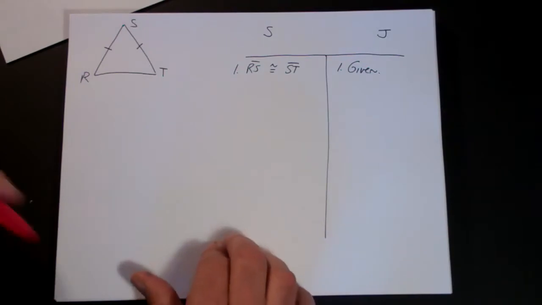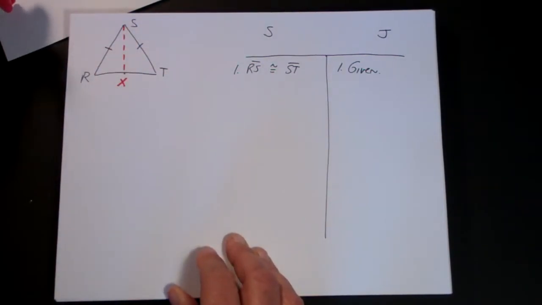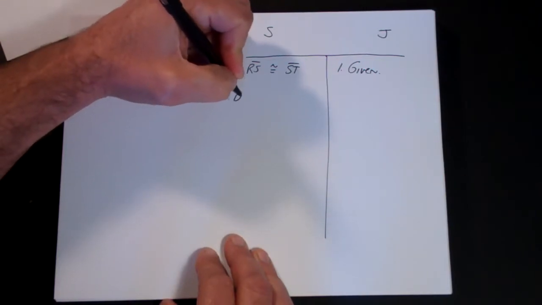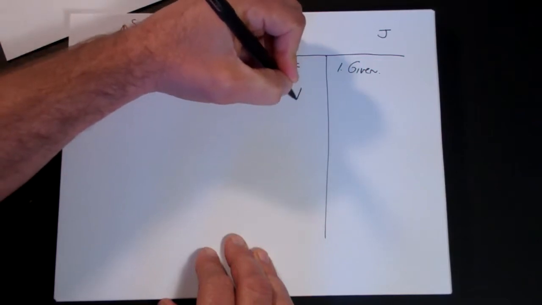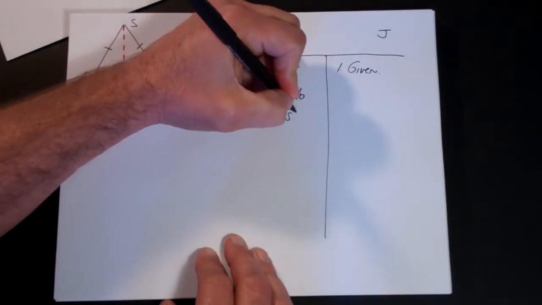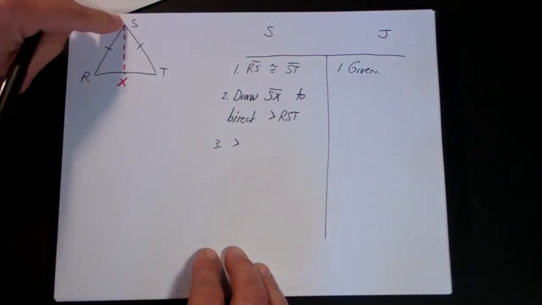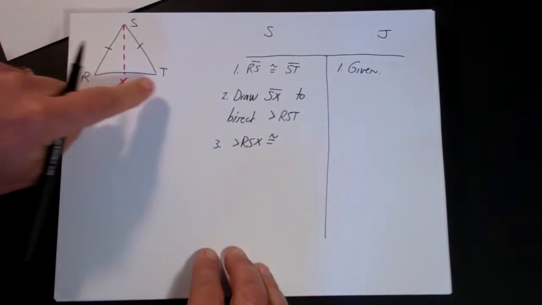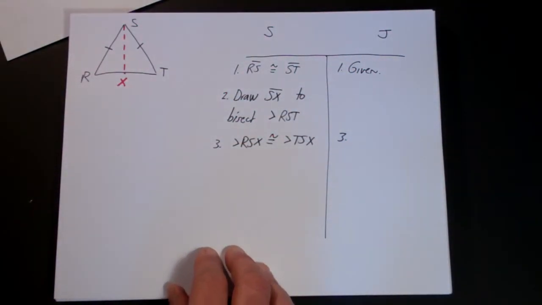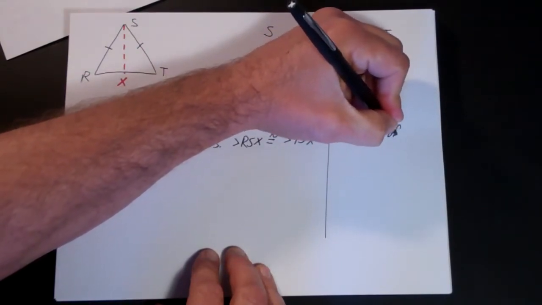Now the first thing that we're going to do here is draw in an angle bisector. So we're going to draw in a line SX so that SX bisects angle S, and to be precise, we're going to call it angle RST. Then our next step is that angle RSX is congruent to angle TSX. And the justification there is the definition of an angle bisector. We say that an angle bisector bisects an angle, therefore the two parts are equal. So that's just the definition of angle bisector.